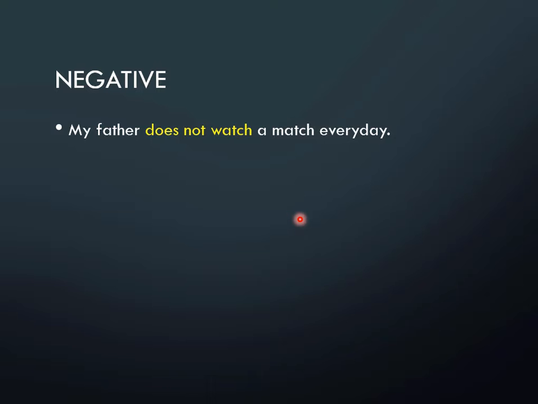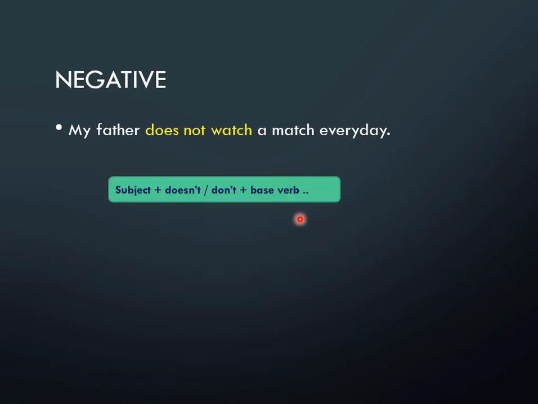How can we change this sentence into passive? First, we should know the structure of the sentence. Subject, doesn't or don't, okay? It's related to the subject. If it is singular, we use doesn't.